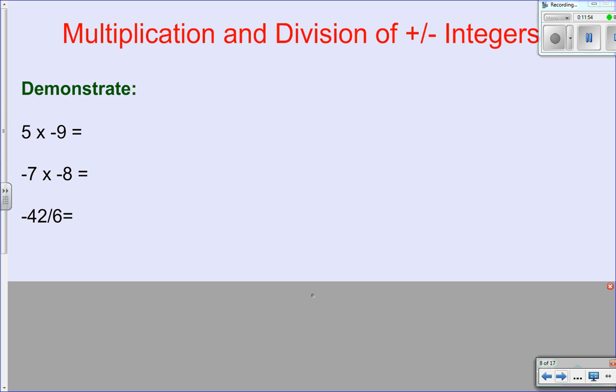Again, I'll demonstrate these first three quickly so you can see how they're done, and then you will get some practice problems. 5 times 9 is 45. The signs are different. This is a positive, this is a negative, so it is a negative 45. 7 times 8 is 56. A negative times a negative is a positive, positive 56. 42 divided by 6 is 7, but I have a negative and a positive. They are different signs, so my answer is negative.